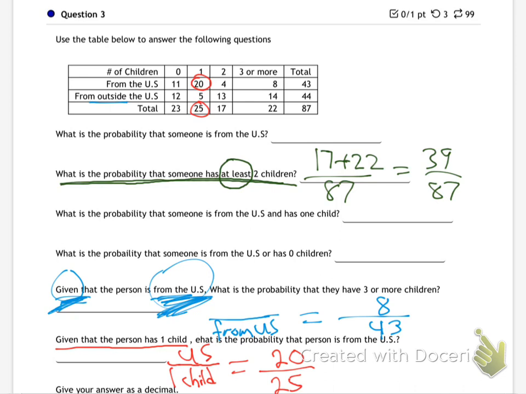Divide that in your calculator. You'll get 0.8, I think. They want decimals on this one? Yeah, decimal on that one. That good? Easy enough? Not too bad?